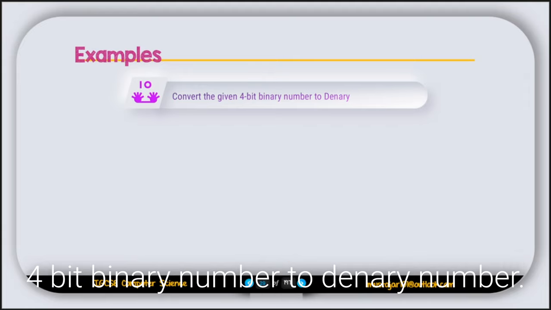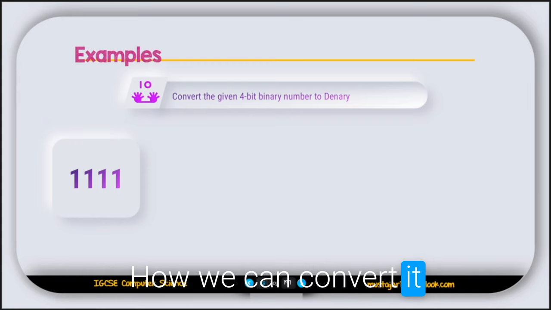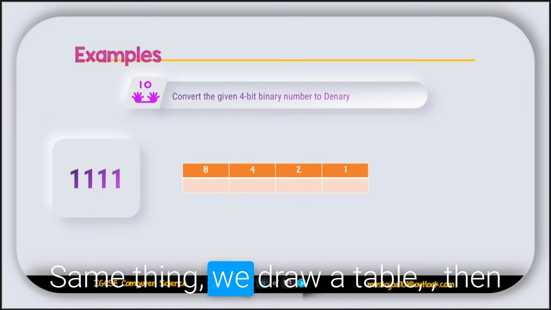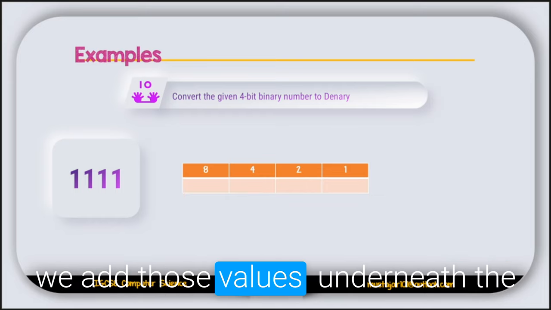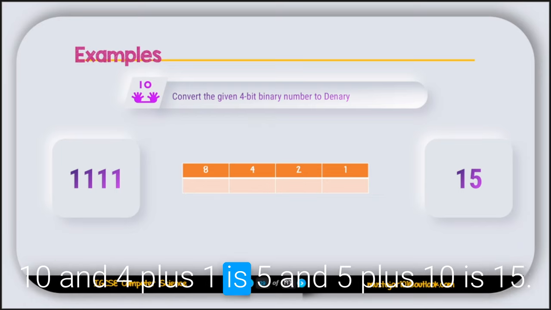That's why 3. Example number 2, convert the given 4-bit binary number to a Denary number. This time we have 1111. How can we convert it to the Denary number? Same thing. We draw a table, then we add those values underneath the powers. We get 15 because 8 plus 2 is 10 and 4 plus 1 is 5 and 5 plus 10 is 15.